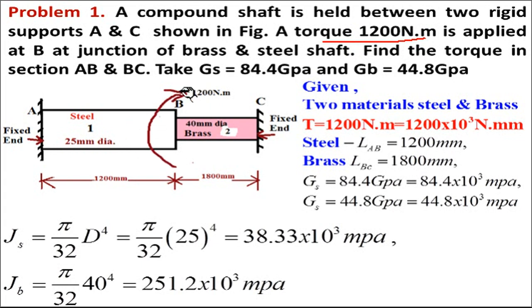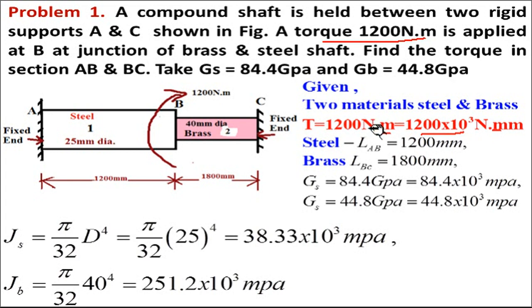This is the clockwise torque. Here I have written 1200 Newton meter, which means 1200 into 10⁻³ Newton mm. So I have converted meter into mm here. Suppose it is kilo Newton. Fortunately here it is in Newton.